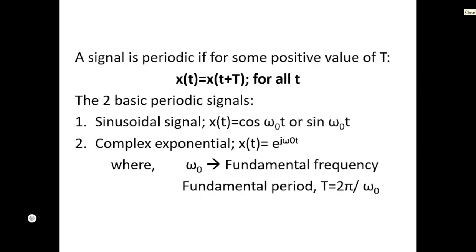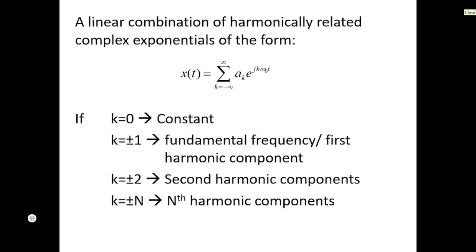The Fourier series says that any periodic signal can be represented with a series of sinusoidal signals. We have two types of basic periodic signals, that is the sinusoidal signal and the complex exponential signal. These two basic periodic signals can be used to analyze any periodic signals. Okay, so this is the definition.